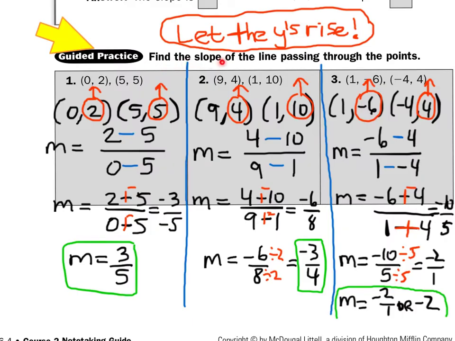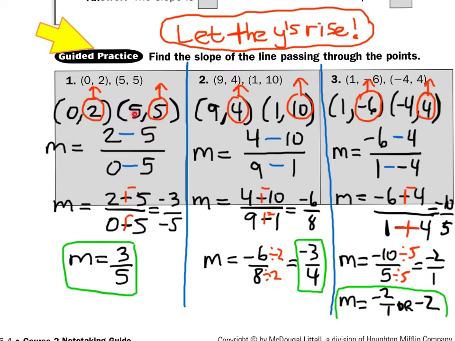Okay, so let me show you how to find the slope if they give you the points. Now notice how they didn't give me a picture, they just gave me 2 points. Well, we're going to use let the y's rise. So I wrote the points 0, 2, and 5, 5. And then with my red, I circle the y values and I put an arrow going up. So when I write my fraction, write m equals, and then put your fraction bar, and let the y values go straight up. So the 2 was up, I left a space, and the 5 goes up.